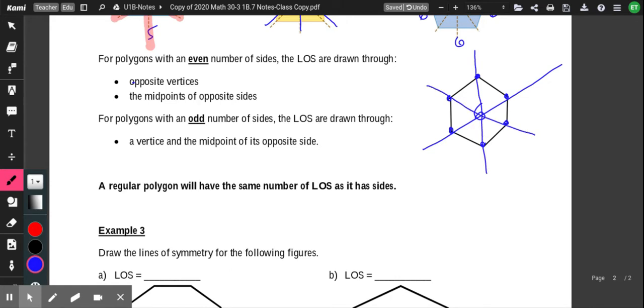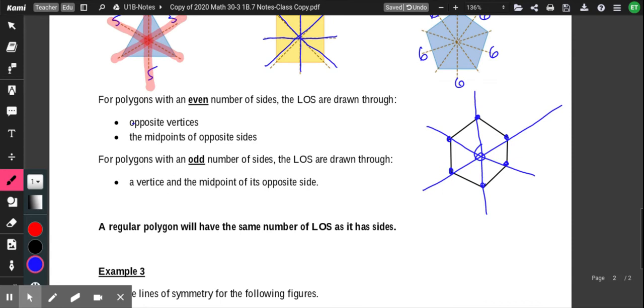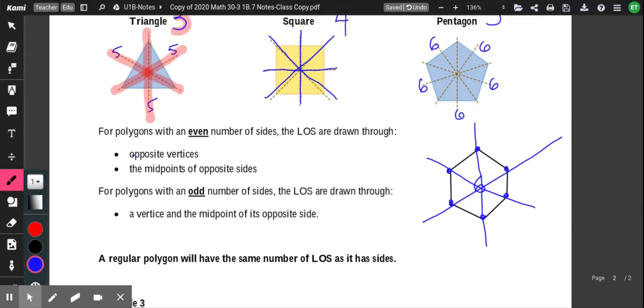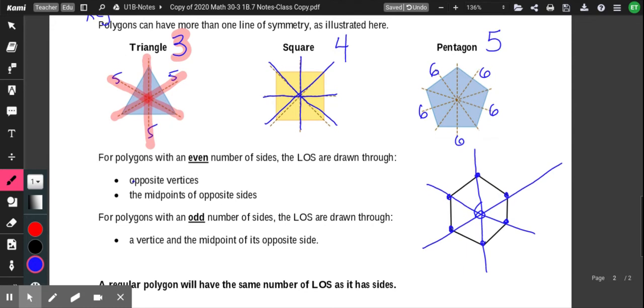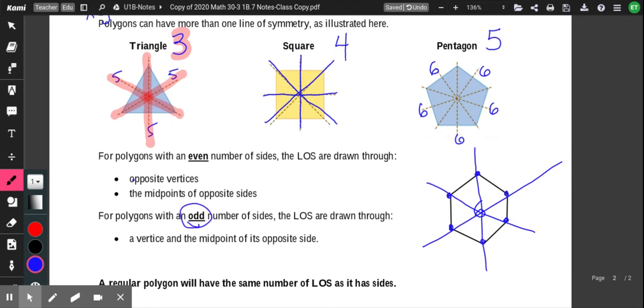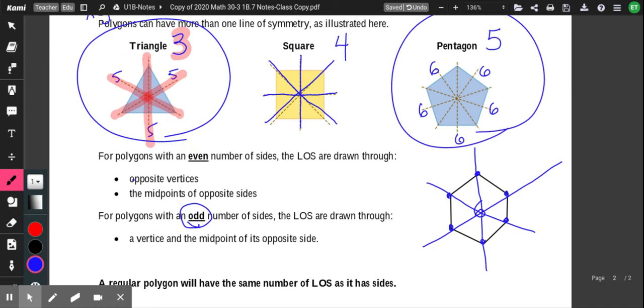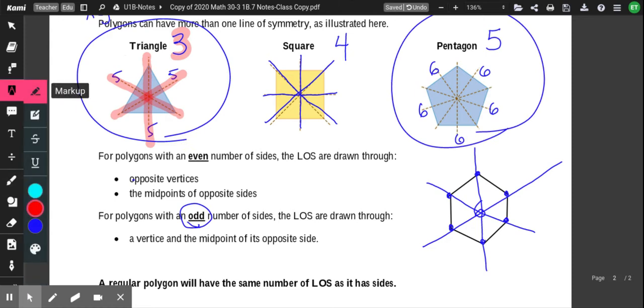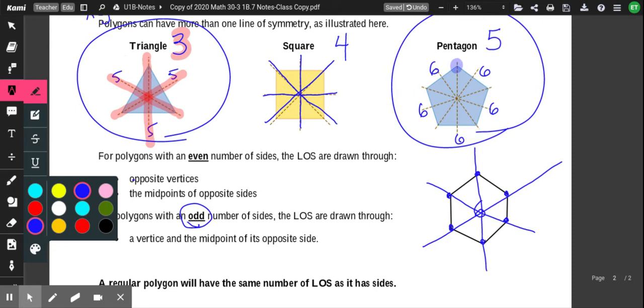But if it's an odd number, like we saw the pentagon was 5, it didn't go point to point or corner to corner. It went corner to cutting through a side. So you'll notice that when we look at the ones here, an odd number of sides, so that would be the triangle and the pentagon. When I draw these lines of symmetry, I start at a corner point and then I cut another side in half. So this side right down here, I'm cutting it in half.